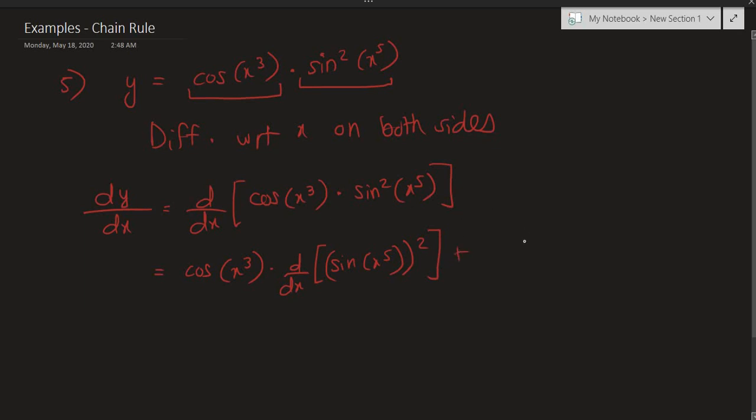Plus now you do the opposite. Now you make the sine squared of x to the fifth wait while you differentiate cosine of x cubed.